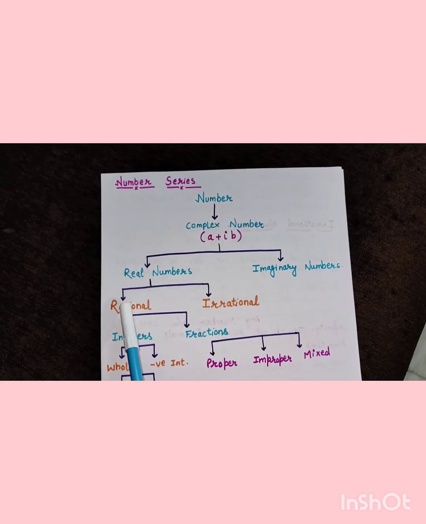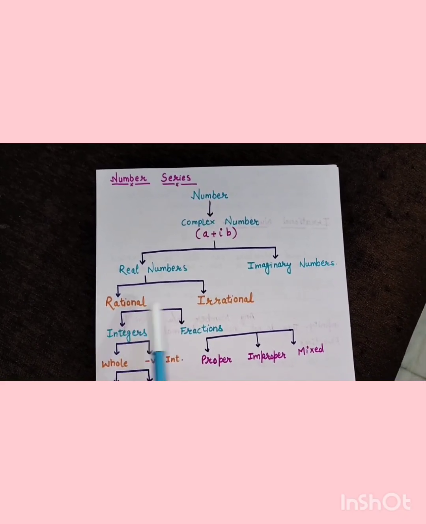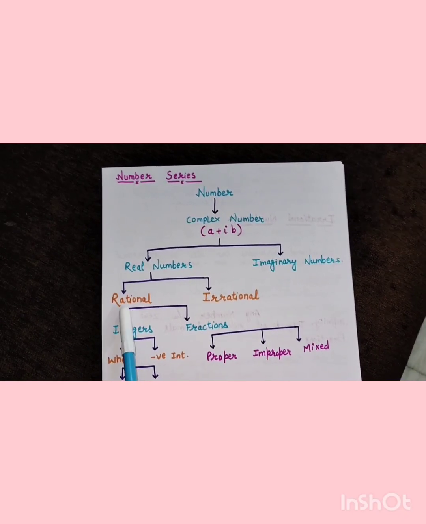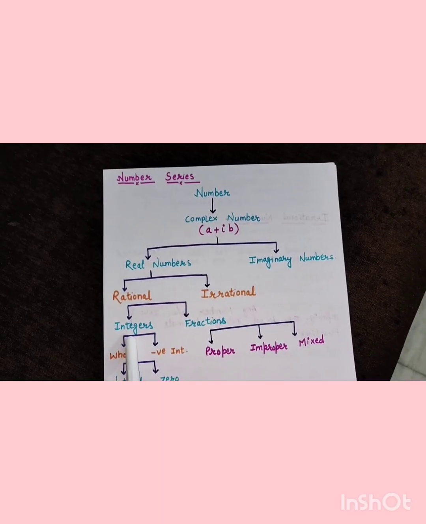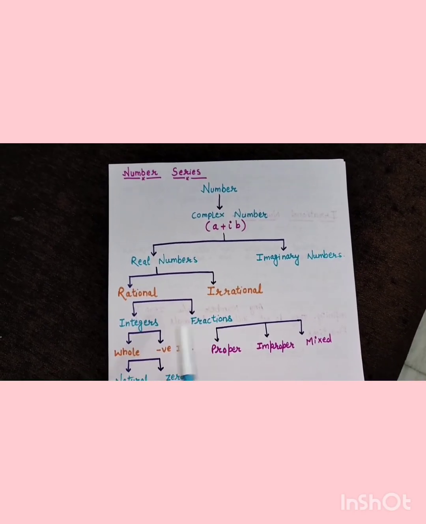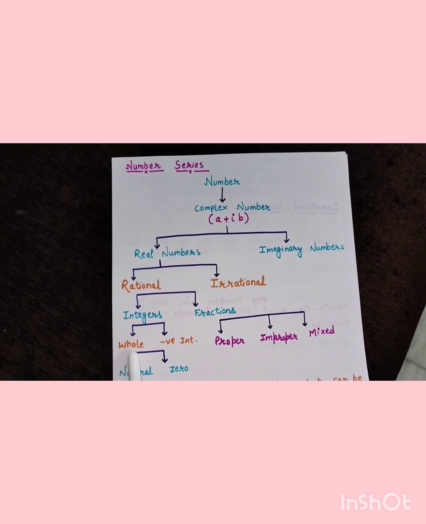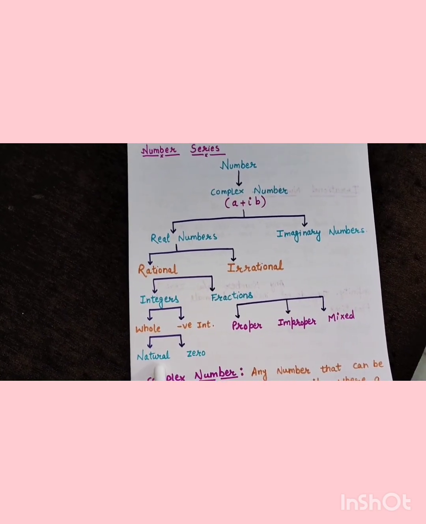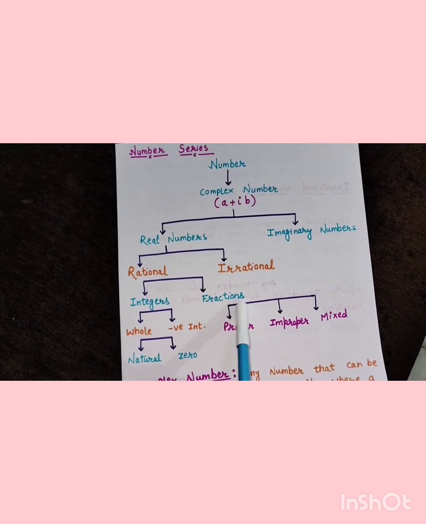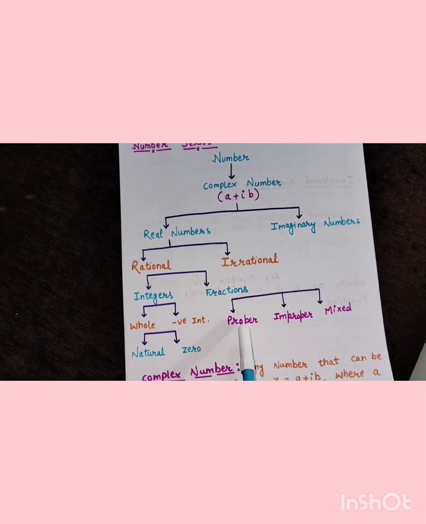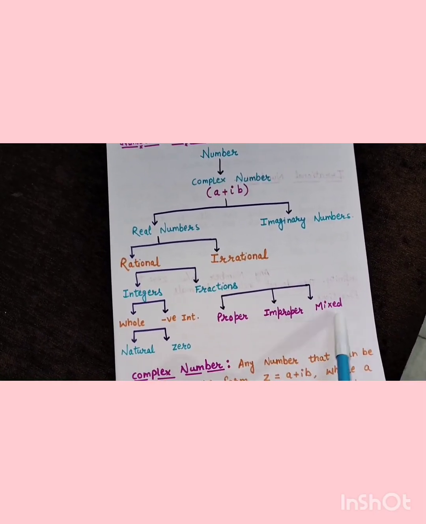Real numbers are also divided into two parts, that is rational numbers and irrational numbers. Now rational numbers are also divided into two parts, integers and fractions. Integers have also two parts, whole numbers and negative integers. Whole numbers are natural numbers and zero. Next, fractions are also divided into three parts, that is proper fraction, improper fraction and mixed fraction.